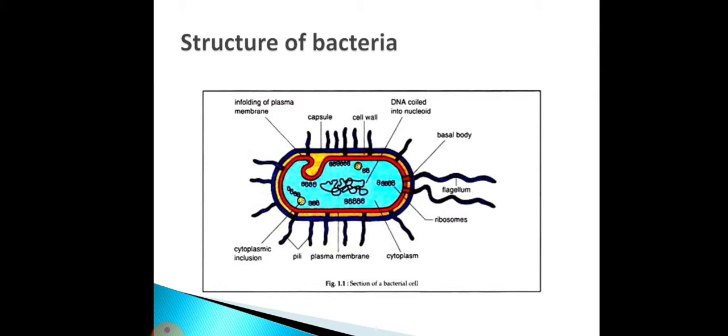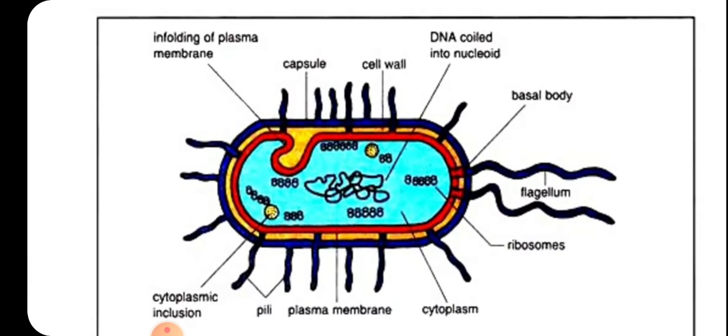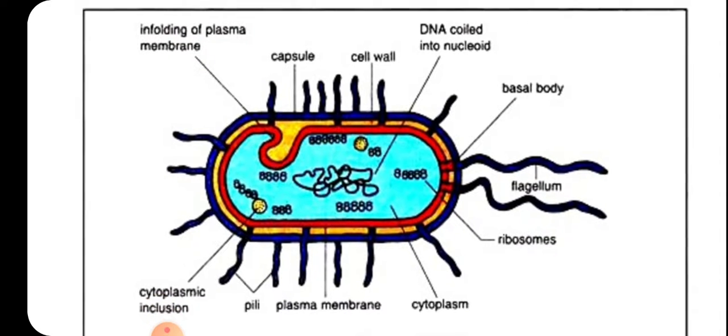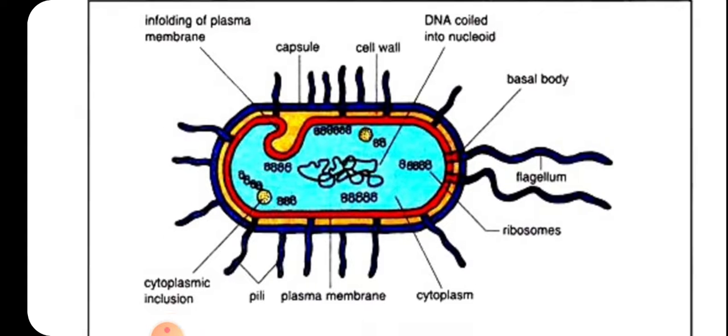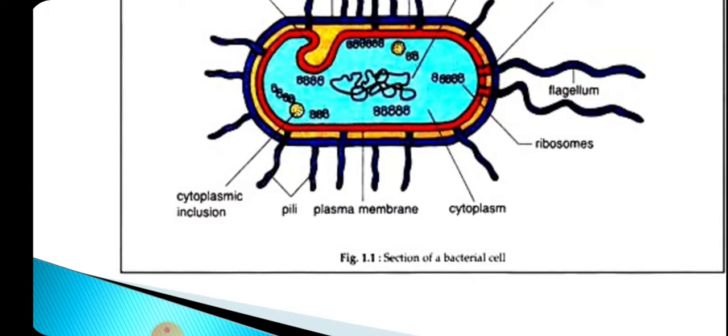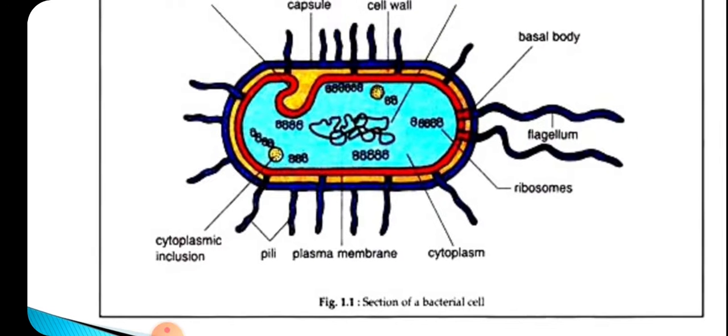Then we will see the structure of the bacteria. That is, it is the section of a bacterial cell. Here you can see the cell wall of the bacteria, capsule, infolding of plasma membrane, DNA coiled into nucleoid, basal body, flagellum, ribosomes, cytoplasm, plasma membrane, pili, and cytoplasmic inclusions. Okay, this is the section of a bacterial cell.